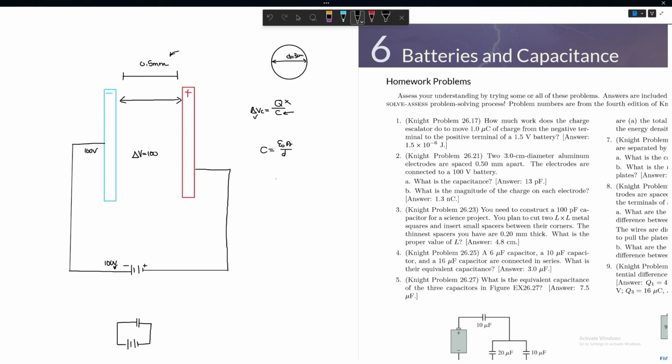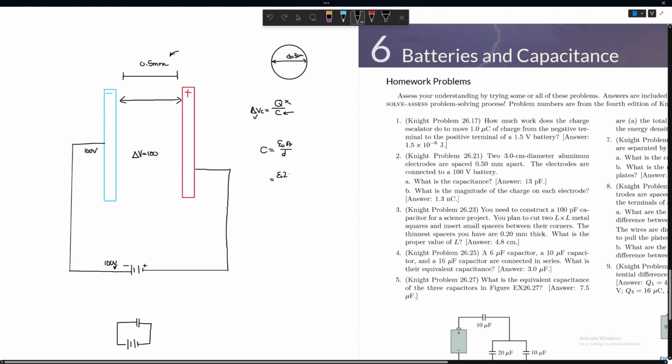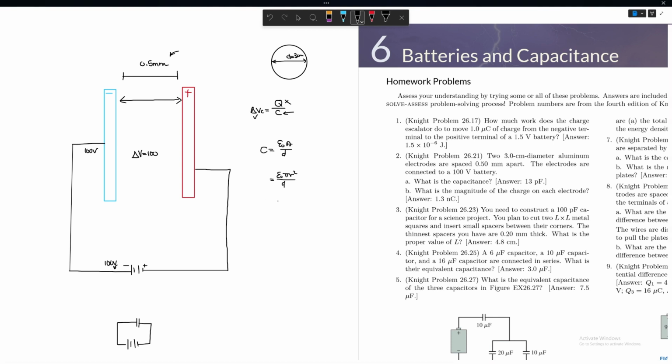And the area, well, the area of a circle is 2 pi r, I believe. Is it r squared or 2 pi r? Let me check. It's actually pi r squared. So C equals epsilon naught pi r squared over d, where d is the distance between them. What I have is epsilon naught times pi times r squared. This is 3 centimeters across, and half of 3 centimeters is 1.5 centimeters, so this is 0.015 meters, squared, all over the distance.